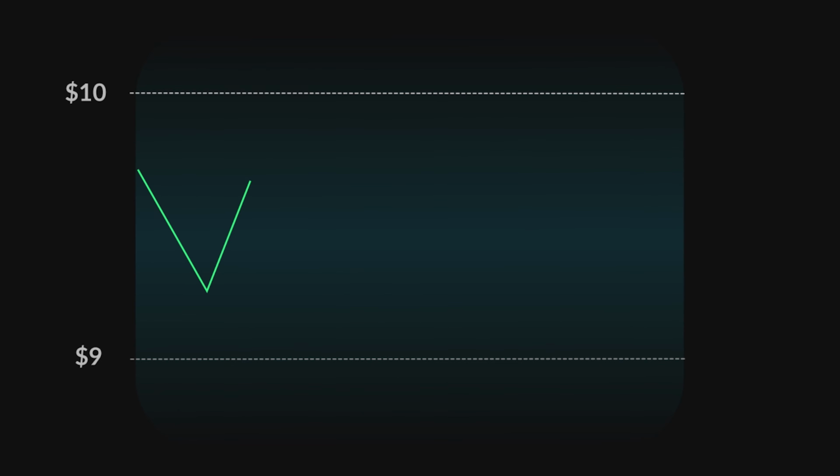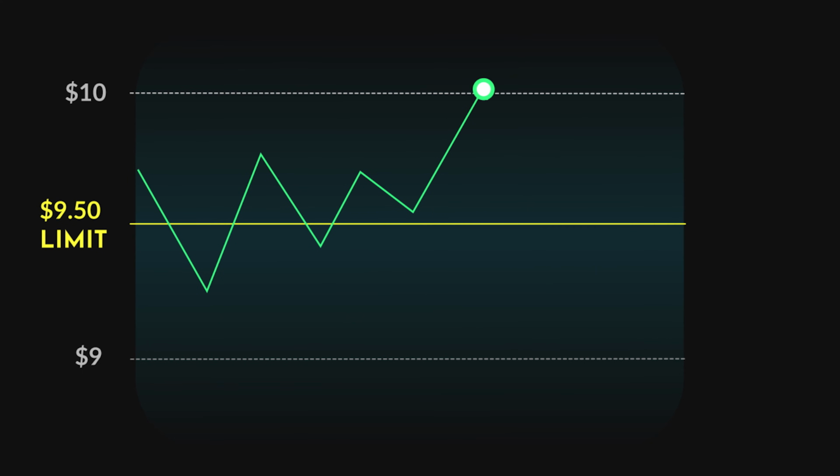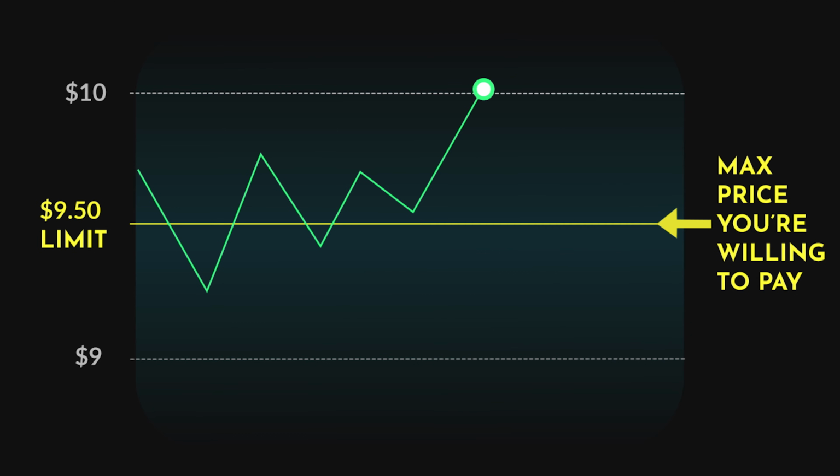First, let's look at buying. So let's say that we have a stock trading at $10 and you put in a limit order for $9.50, meaning $9.50 is the maximum amount that you are willing to pay. The trade won't execute until it goes to or below the price that you specify.